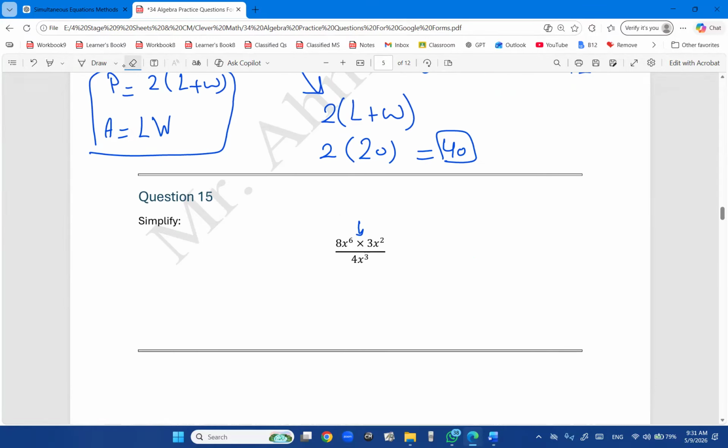So here you just multiply. 8 multiplied by 3 is going to give you 24. X to the power of 6 multiplied by x to the power of 2 is x to the power of 8, over 4x to the power of 3. Now you can simplify even more by dividing. 24 divided by 4 is 6. X to the power of 8 divided by x to the power of 3. We've subtracted the powers. It is x to the power of 5.